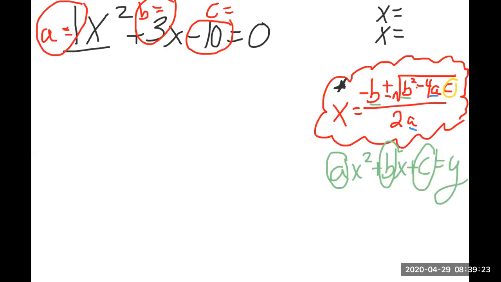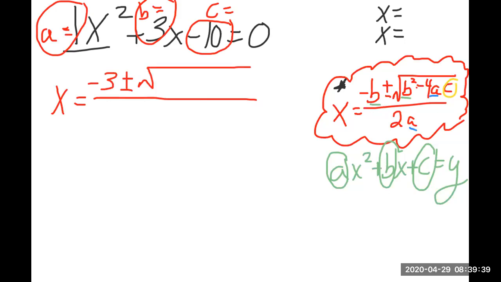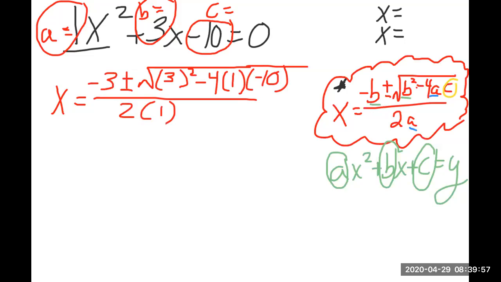So now that we know what A, B, and C are, we're going to go ahead and plug it into the formula. So I get x equals negative b, so negative 3, plus or minus, I'm going to go ahead and make a big fraction, big square root sign. Then I have b squared. I'm just going to put the number in right now. I'm not going to square it. So 3 squared, and then bring over that minus 4, times our A number 1, times our C number negative 10, all over 2 times the A number of 1. So in this step, I just put the numbers into the formula. I didn't do any math.